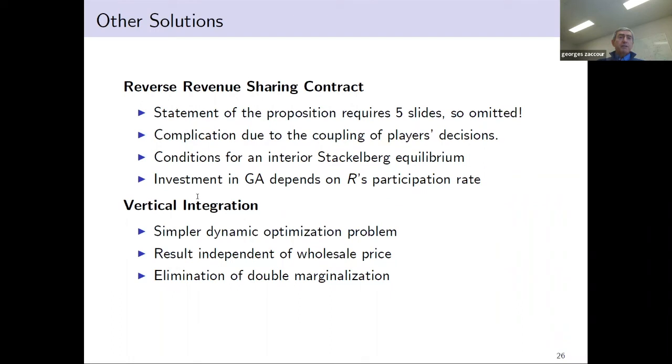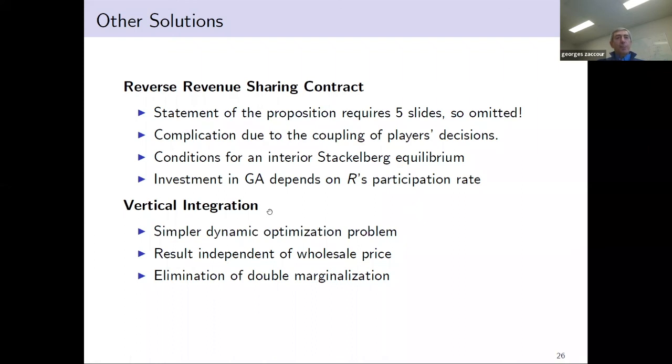As we expect here, the investment by the manufacturer in the green activities is going to depend on the participation rate and the cost by the retailer. So the higher the participation rate, the higher the level of investment in green activities. And this participation rate is simply playing its usual role of being an incentive.